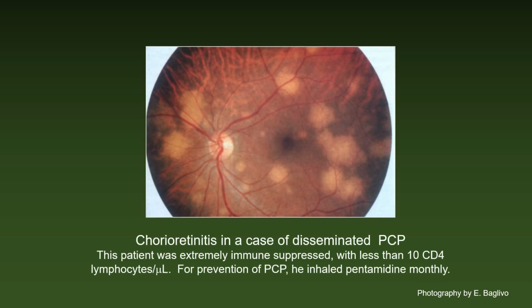Chorioretinitis in a case of disseminated pneumocystis infection. This patient was extremely immunosuppressed with hardly any CD4 cells left. For prevention of PCP, he inhaled pentamidine monthly.